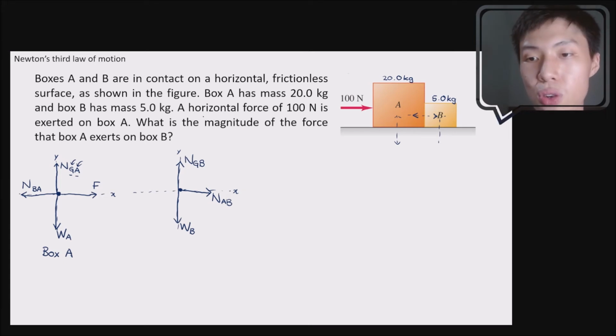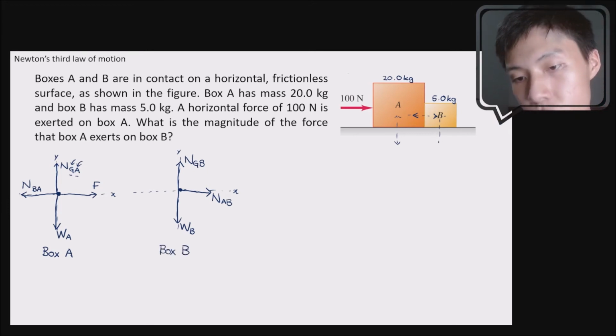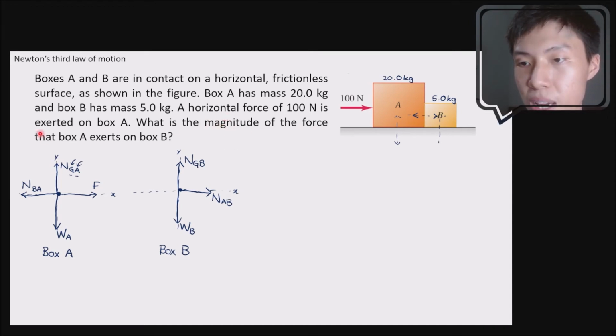Okay, so now we have drawn the free body diagram for both situations. Let's label this one as box B. So now we know the situation already. Let's look at what the question asks for. The question asks for the magnitude of the force that box A exerts on box B. So who is the one experiencing the force? The one experiencing the force is box B. So we have to look inside the free body diagram of box B. Okay, this one is the forces acting on box A. This one is the forces acting on box B. So look at the free body diagram for box B.